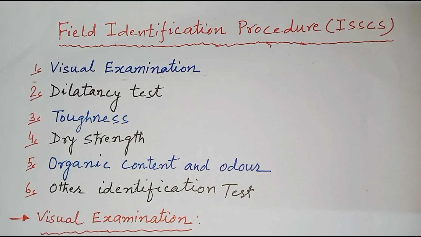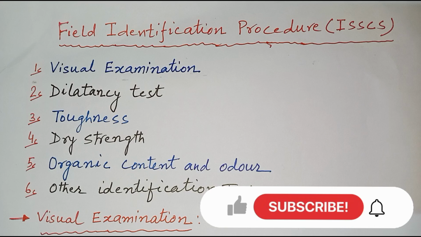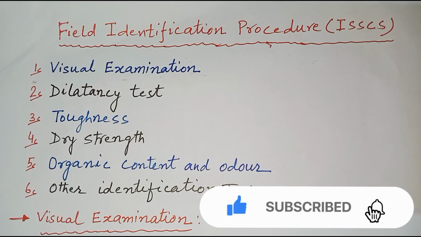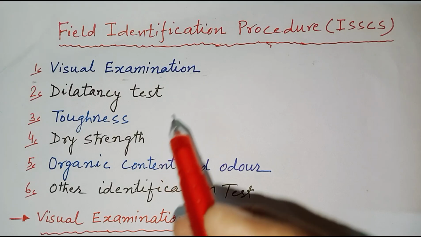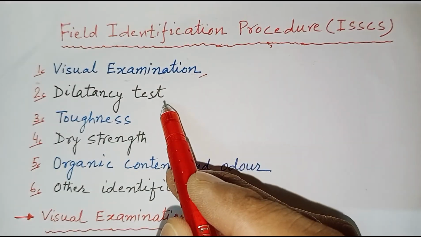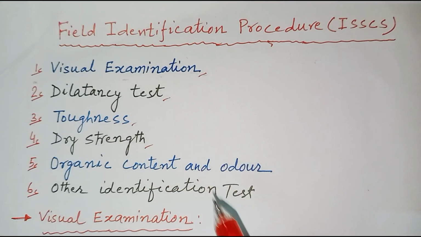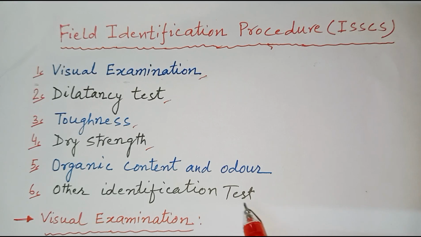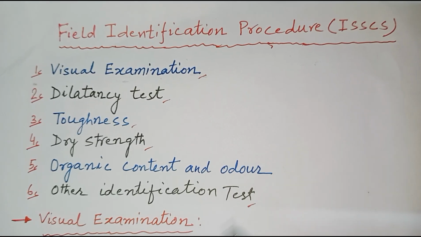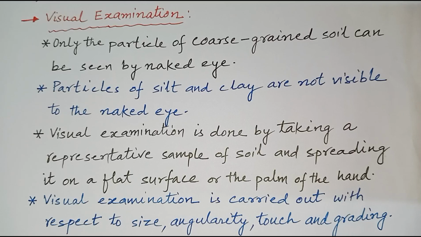In this lecture, field identification procedure as per Indian Standard Soil Classification System will be discussed. Indian Standard Soil Classification System recommends field identification procedure through the following tests, that is visual examination, dilatancy test, toughness test, dry strength, organic content and odor, and other identification tests. Let us discuss one by one, that is visual examination.